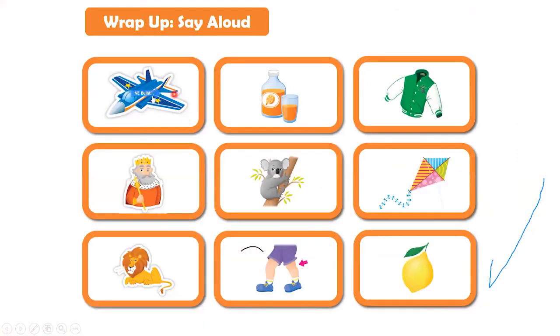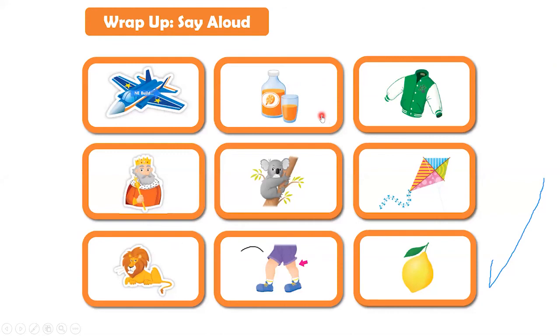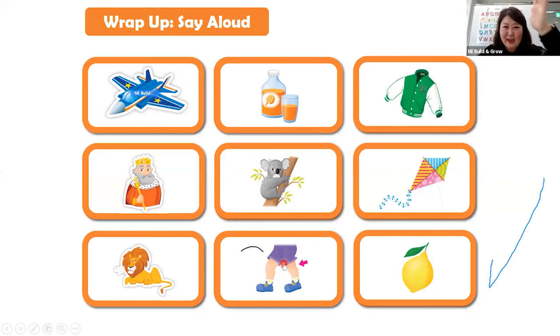Let's go. Jet. King. Lion. Amazing. Good job. And then, thank you. Mariana, let's do the second one. Ready? Yeah, I'm ready. Go. Jet. Good. Koala. Leg. Amazing. Good job. Thank you. And Lucero, are you ready?